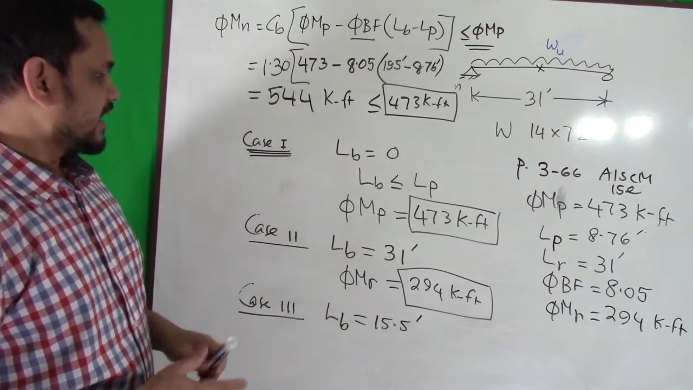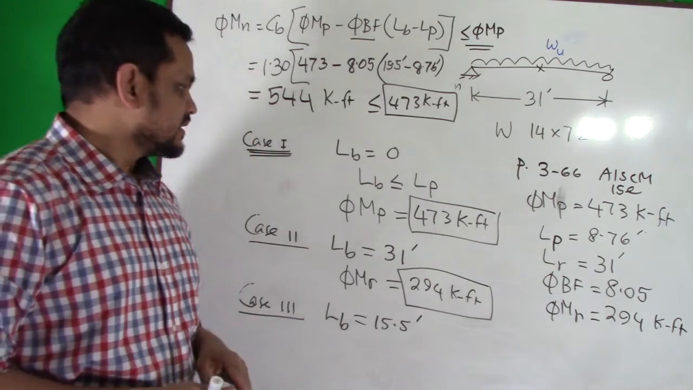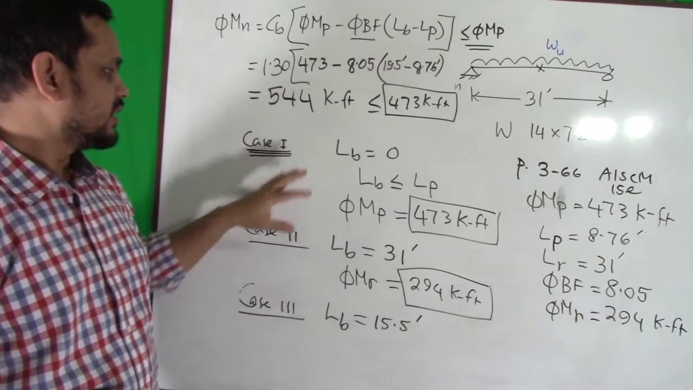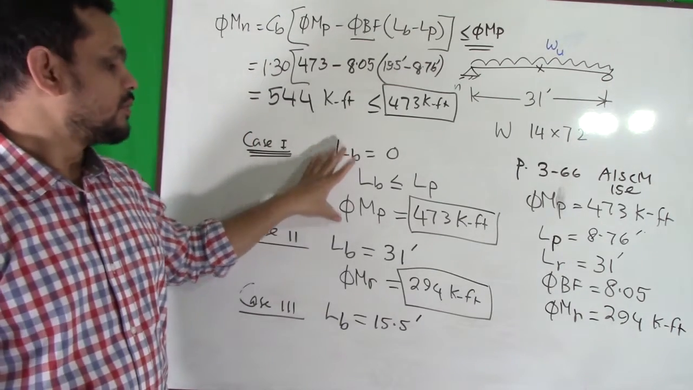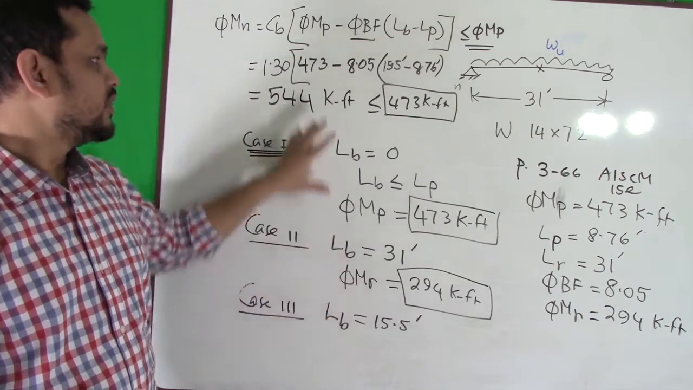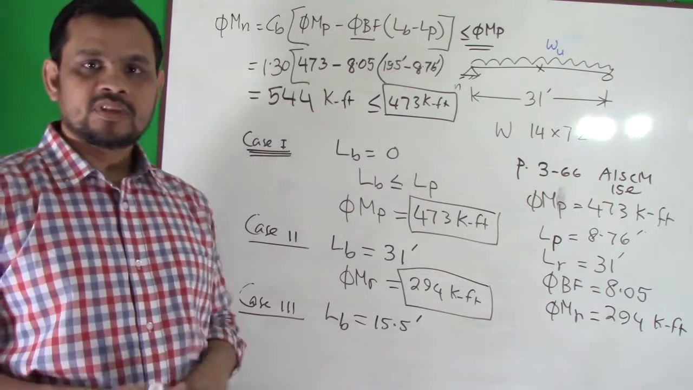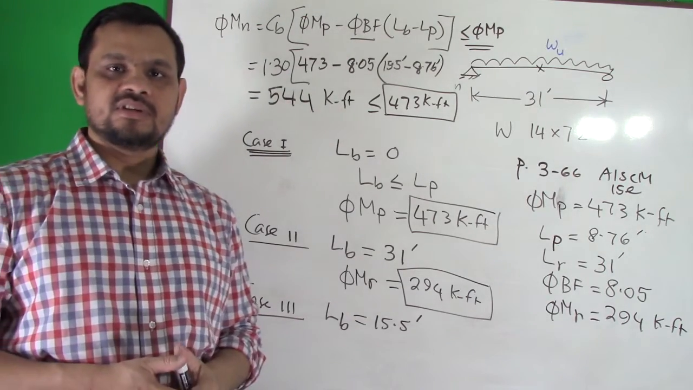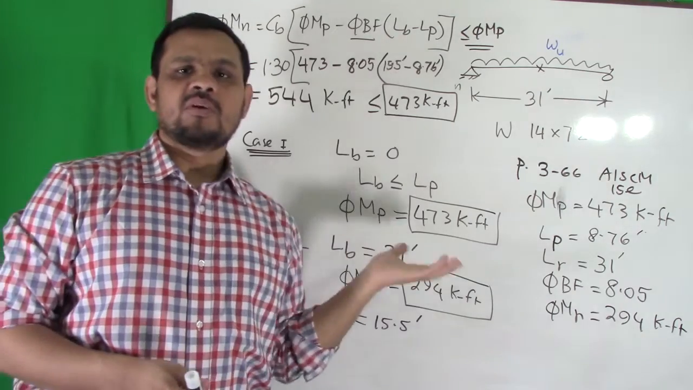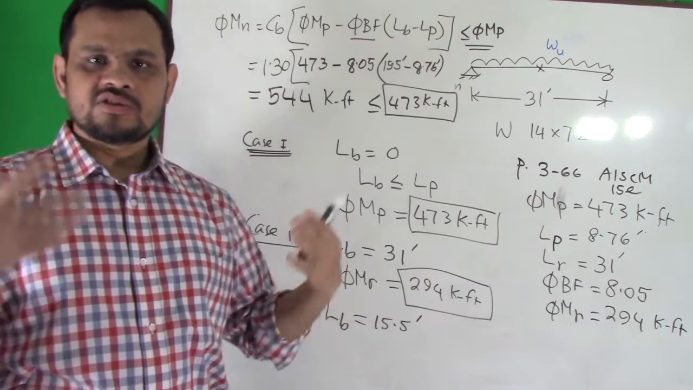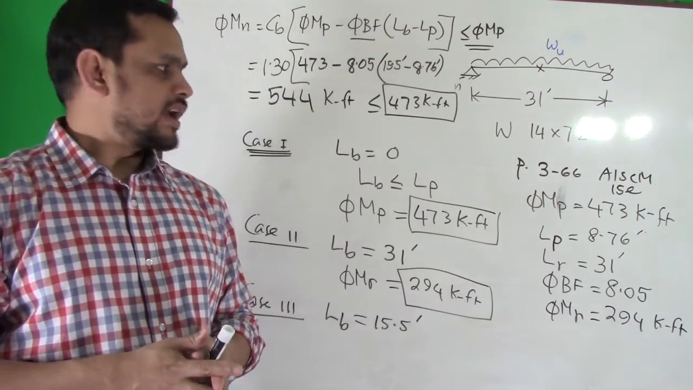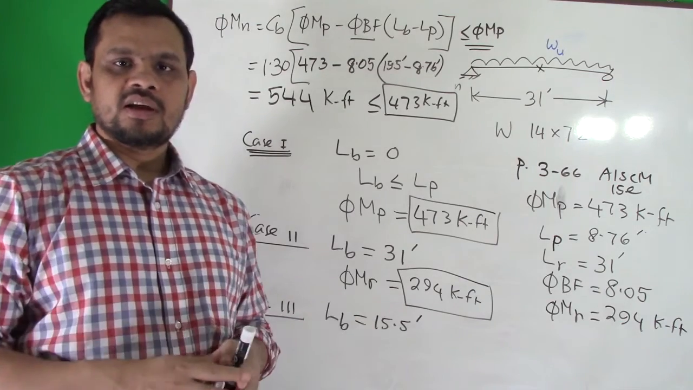Okay, so for the three different cases, I found my capacity when full lateral support, when no lateral support, when my lateral support at the mid-span. So in this way, we can find the capacity of a beam. Now, we can compare this capacity with our applied moment. Then we can compare and select a beam.